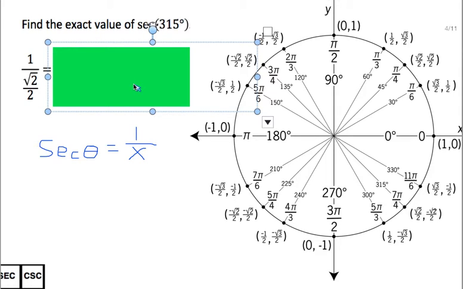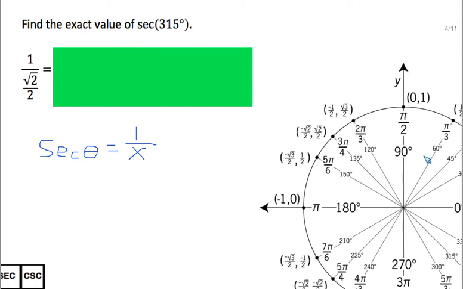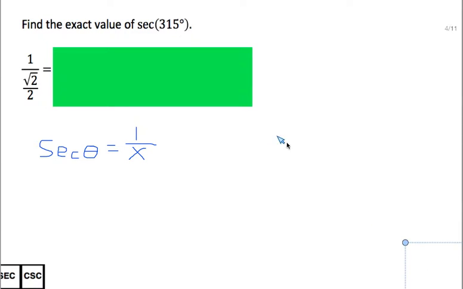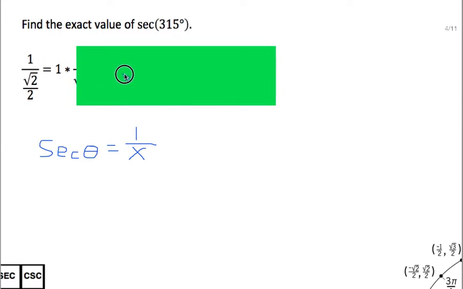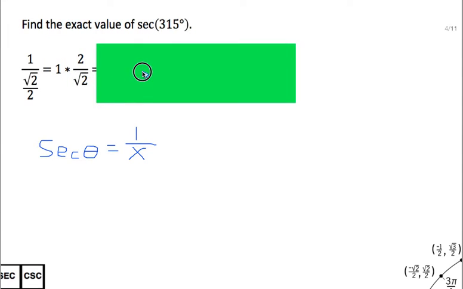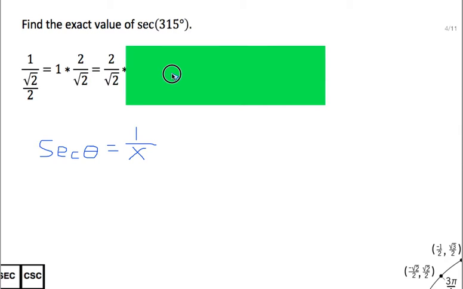Hopefully everybody's saying keep, flip, change. Let me move this unit circle back out of my way. So yes, you have to do the keep, flip, change. You keep the numerator, flip the denominator, and you get this answer because 1 times 2 over the square root of 2 is just 2 over the square root of 2.